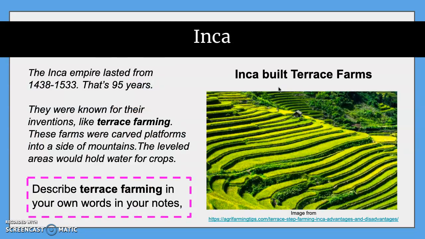Inca. The Inca Empire lasted from 1438 to 1533. That's 95 years. They were known for their inventions like terrace farming. These farms were carved platforms into the side of mountains. The leveled areas would hold water for crops. Describe terrace farming in your own words in your notes.